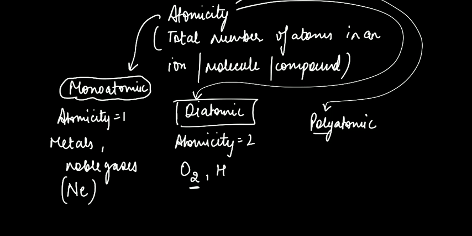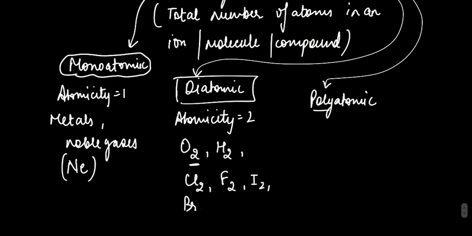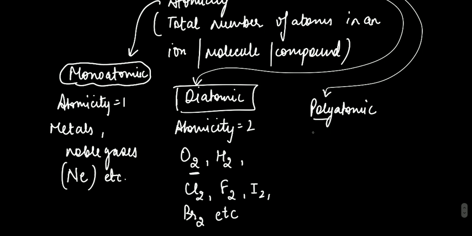Hydrogen gas is also diatomic. Chlorine is diatomic. If you remember fluorine, chlorine, bromine, iodine from the previous lectures, they are halogens, and they are all diatomic. Then we go to polyatomic, that means it can be many. Anything beyond 2, it can be triatomic, tetraatomic, pentaatomic, anything. We will write as an example O3, which is our ozone.